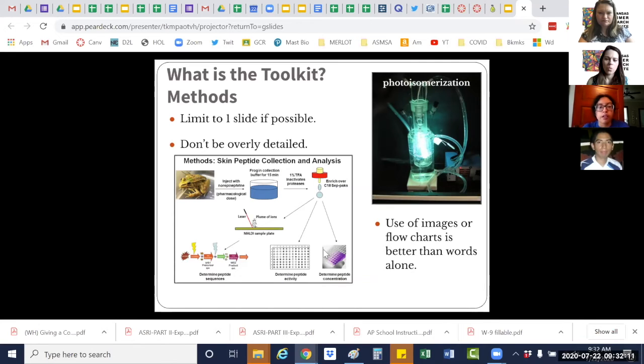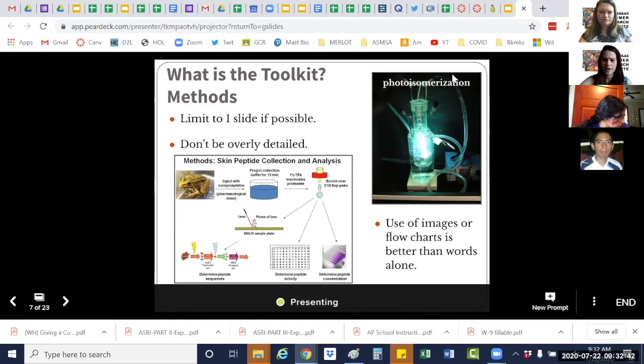But we don't want the methods to be overly detailed, and please, please, please don't put your entire method section on a slide. I've seen many, many students do that. They take the methods and they've got 14 bullet points on a slide, and they're using size 10 font, and it's no good. Nobody can read that. Your audience is squinting at the screen trying to read it. If you can use pictures, that's really nice.